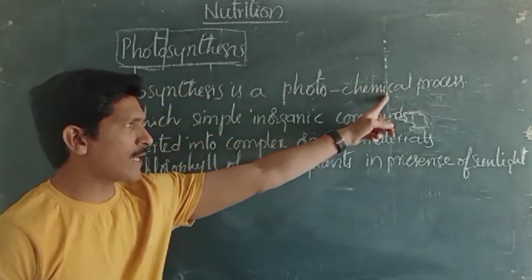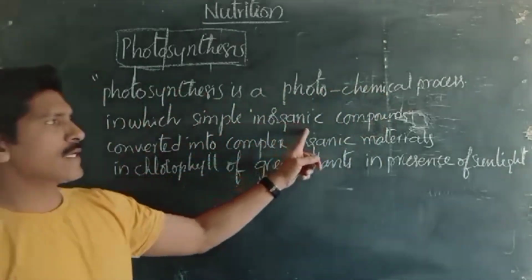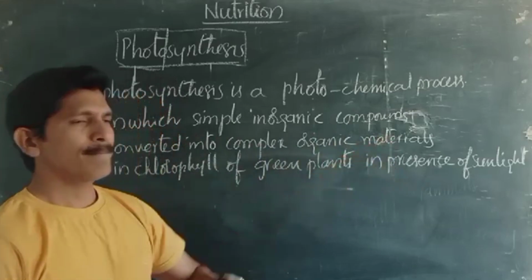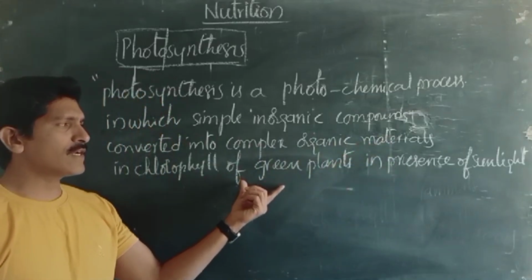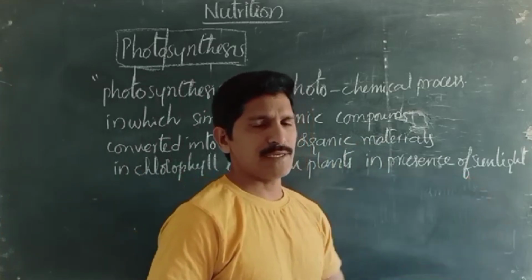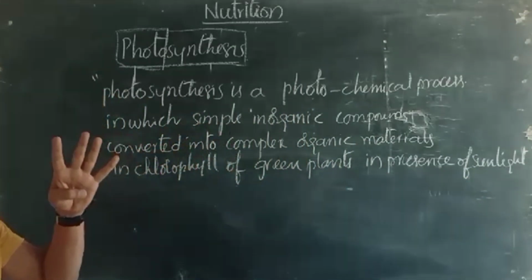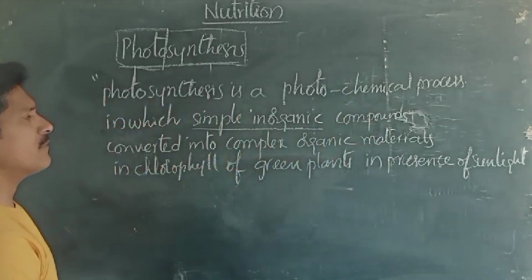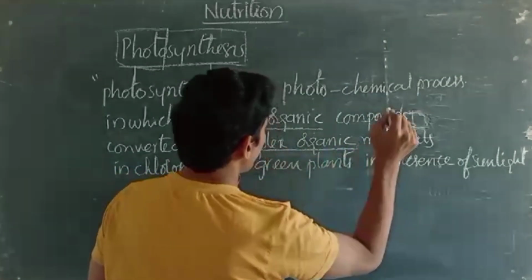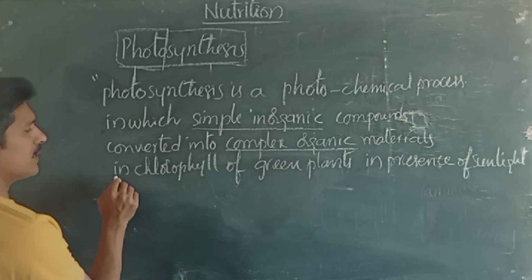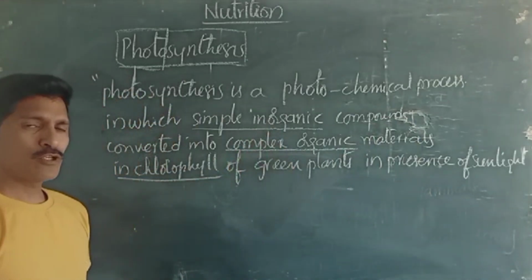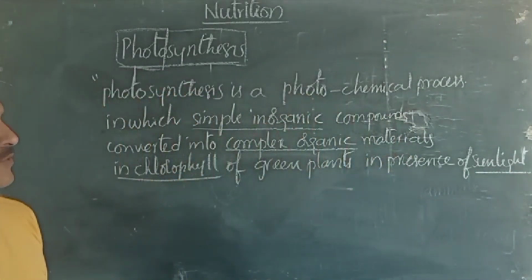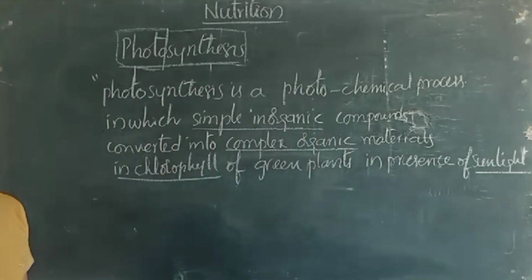Photosynthesis is a photochemical reaction in which simple inorganic compounds are converted into complex organic materials in chlorophyll of green plants in presence of sunlight. So the four factors we discussed earlier are simple inorganic compounds, which are converted into complex organic materials in the chlorophyll of green plants. To be converted, some energy is required. That energy they obtain from sunlight. So this is the definition for photosynthesis.